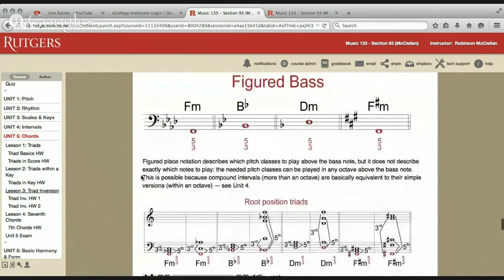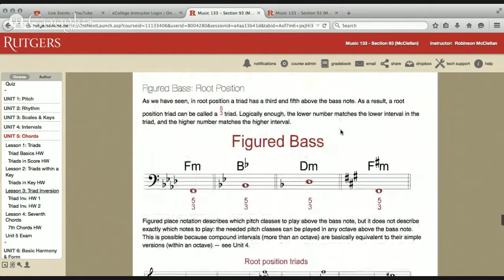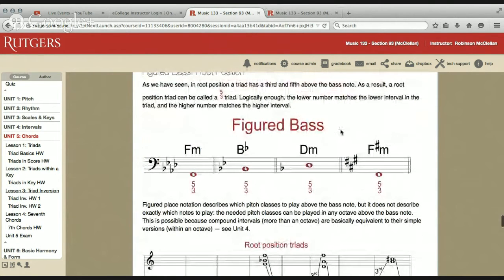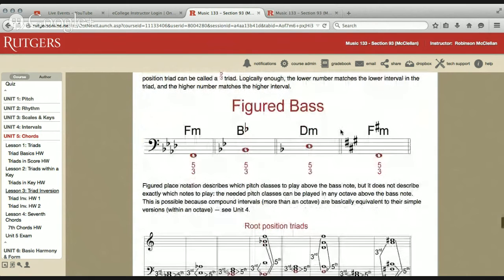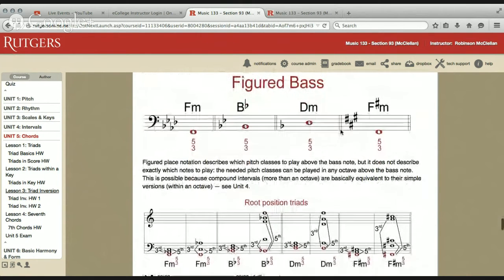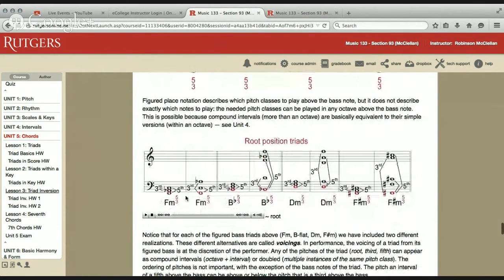In a way, figured bass is, as you can see, not right at the top of this lesson, but it's the simplest thing of all about inversions. It seems complicated, but it's actually a simplification of studying inversions, because all it does is tell you what the intervals are above the lowest note. It's very literal, and the intervals are stacked up in the order in which they appear. So the bottom interval above the bass is the bottom number, and the top interval above the bass is the top number. This is kind of small, but you can see that right here.